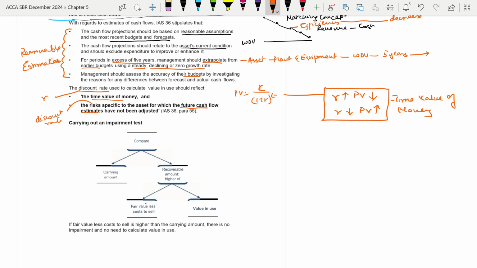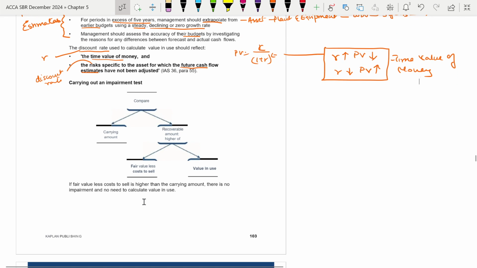This is the basic thing. In summary, we should not overestimate or underestimate. That's what it is. Now, how do we calculate the impairment test? This is a little bit important.